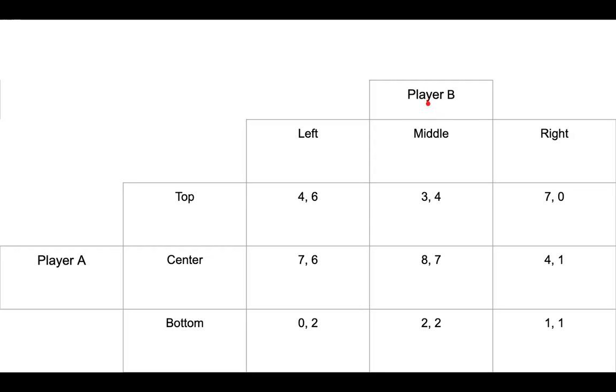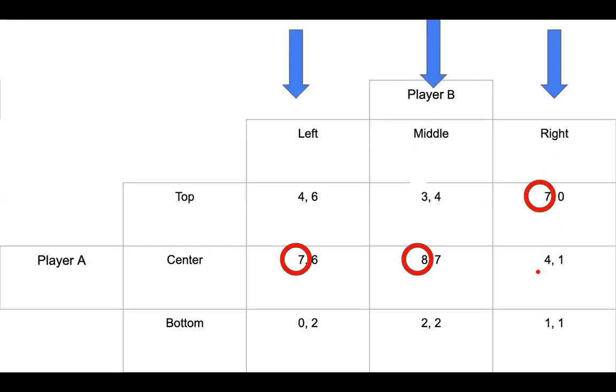So if player B goes middle, I'm just going to spoil it. Player B goes middle, then player A is going to choose center, and if player B goes right, this is the reason why center is not dominant. Player A is going to go top, right? Because 7 versus 4. Do you understand? Zaire, do you understand now? Yeah. Okay. Cool. So yeah, it's pretty obvious.